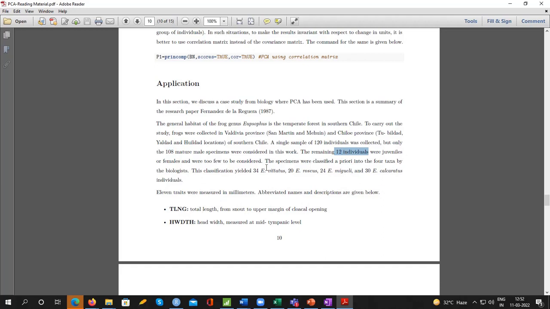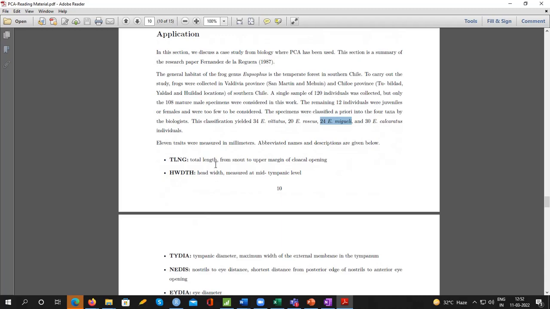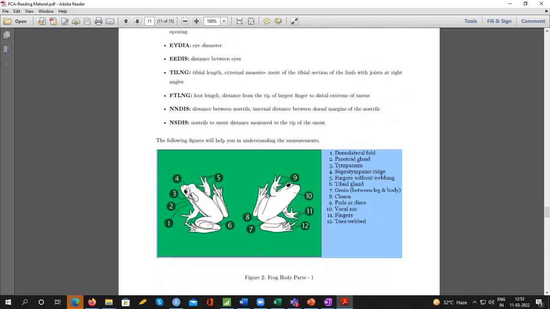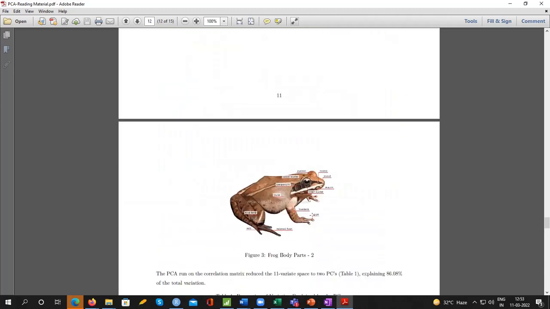And what were the measurements? Here you can see the count for each species. So 34 frogs for one, 20 frogs for the other species, 24 for the third, and 30 for the fourth. TLNG is total length, from the snout to the upper margin of the cloacal opening. So where is the snout and where is the cloacal opening? You can see the pictures. The snout is here, the nose-like part. So total length is actually this complete length.